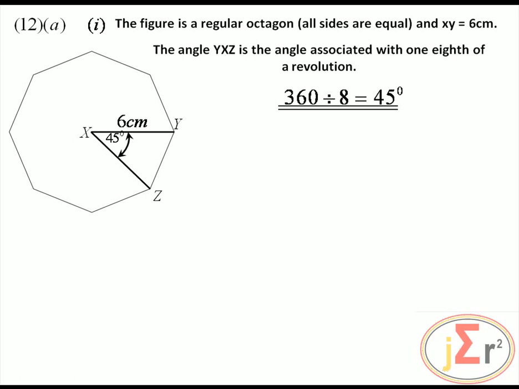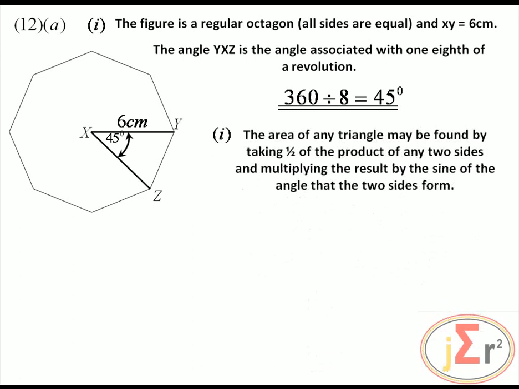The area of triangle XYZ. The area of any triangle may be found by taking half of the product of any two sides and multiplying the result by sine of the angle that the two sides form. So if we have a triangle as we have right there, the area of this triangle may be found by taking half of the product of any two sides.